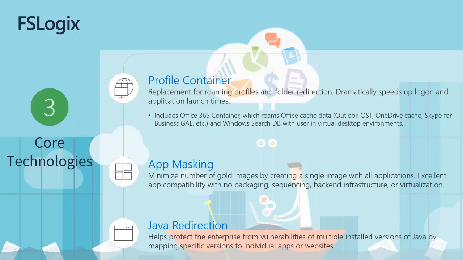App masking allows you to create a single gold image with all applications without the need to package and without the need to stand up specific infrastructure or virtualization technologies. And Java redirection allows you to map specific Java versions to specific apps or websites, so it reduces the complexity and the security vulnerabilities inherent in managing multiple installed versions of Java.